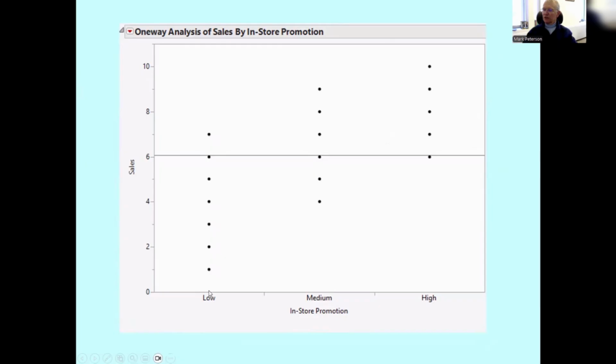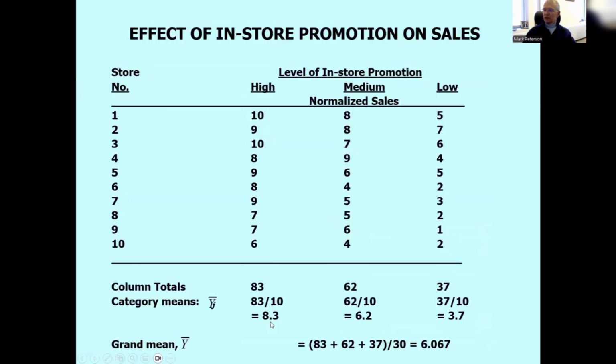Here we see a graphical depiction of this. Sales is on the left. We have low in-store promotions, medium in-store promotions, and then high in-store promotions. It looks like there is a linear relationship across these groups, but analysis of variance will assess whether there is one at a statistically significant level.